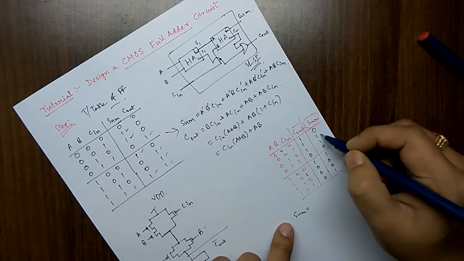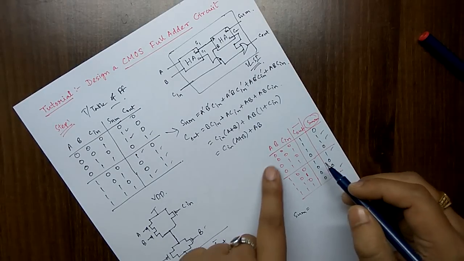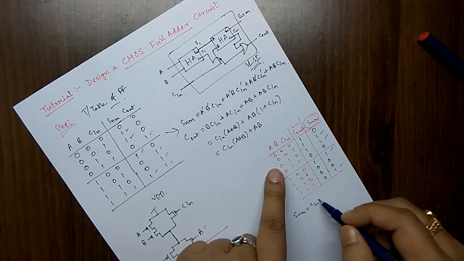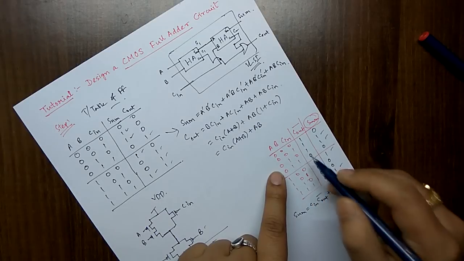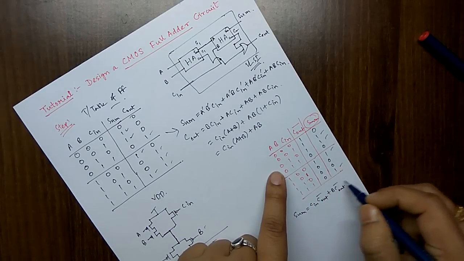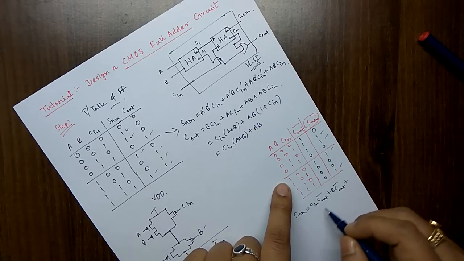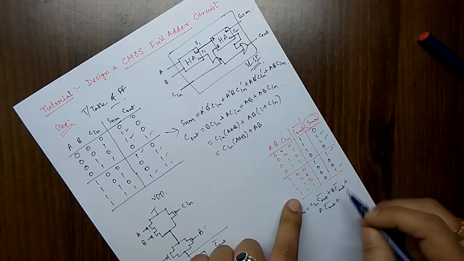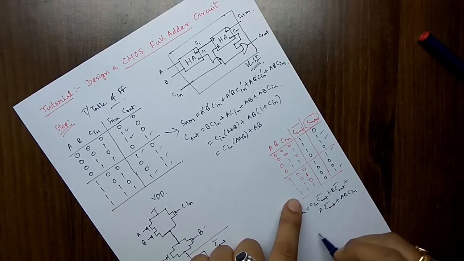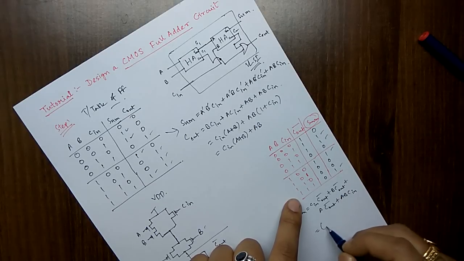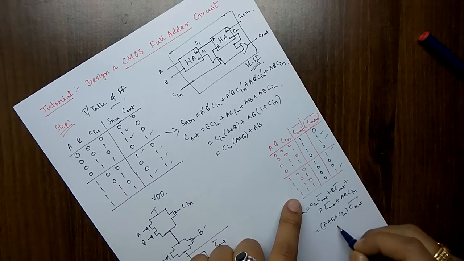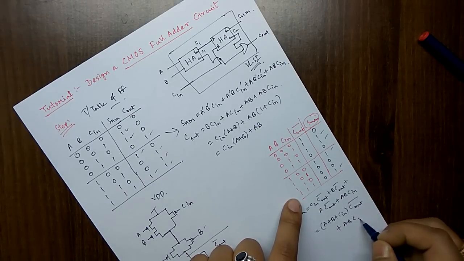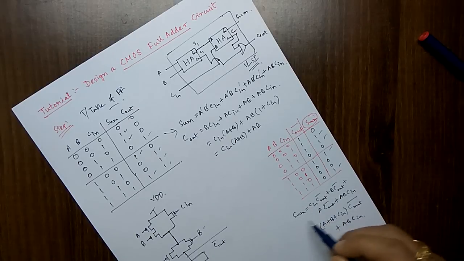So what is that? We have to go for these 4 occasions where the ones are coming in. So here C in, C out bar, plus second is B, C out bar, plus A, C out bar, plus A, B, C in. So if you take common of C out bar, so (A plus B plus C in) C out bar, plus this one A, B, C in. Now this is the final output of sum.